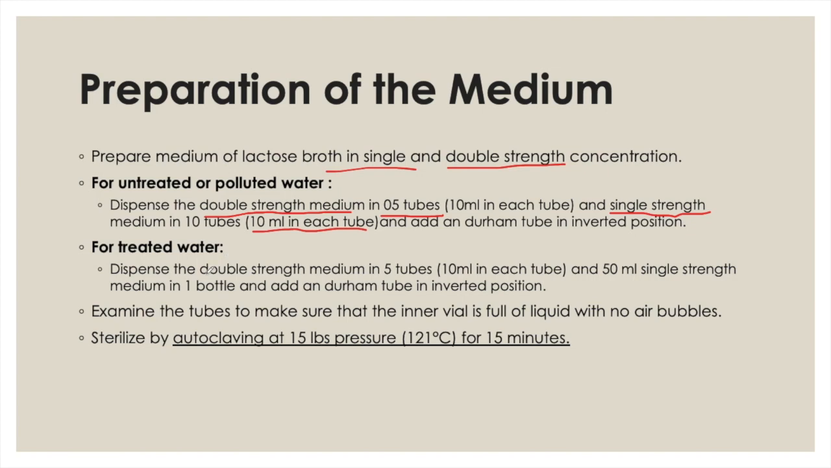And for treated water, we dispense the double strength medium in 5 tubes, 10 ml in each tube, and 50 ml of single strength medium in one bottle, and add a Durham tube in inverted position. Now we will examine the tube to make sure that the inner vial is full of liquid with no air bubble. We will make sure of it, and we will sterilize it by autoclaving at 15 lbs pressure and 121 degrees Celsius temperature for 15 minutes. This sterilization process is to prepare the medium in which we will further do the testing, that is, the water sample will be placed in it only.